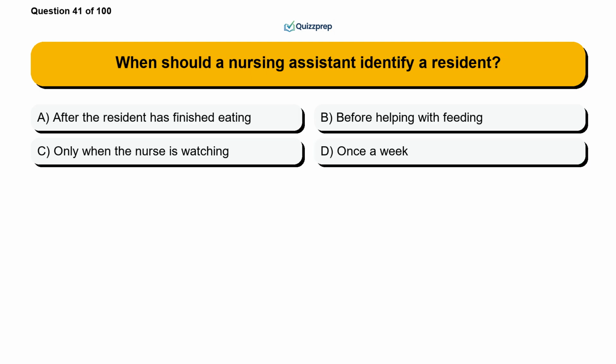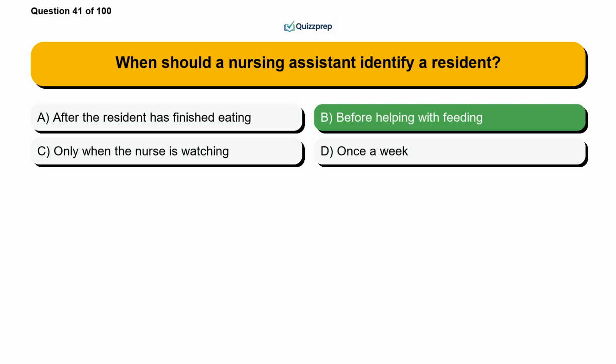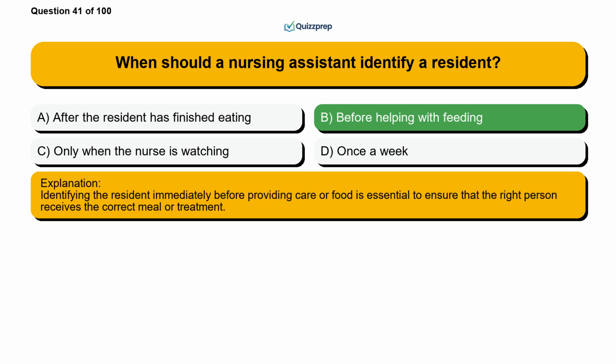Question 41. When should a nursing assistant identify a resident? Option A, after the resident has finished eating. Option B, before helping with feeding. Option C, only when the nurse is watching. Option D, once a week. The correct answer is option B, before helping with feeding. Identifying the resident immediately before providing care or food is essential to ensure that the right person receives the correct meal or treatment.